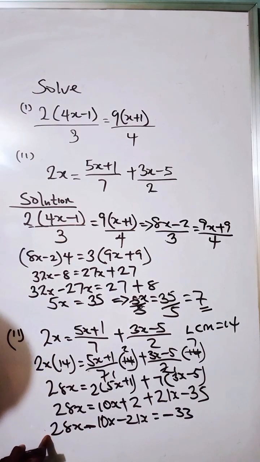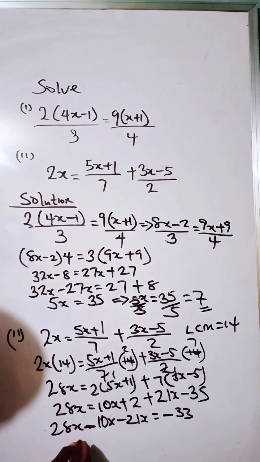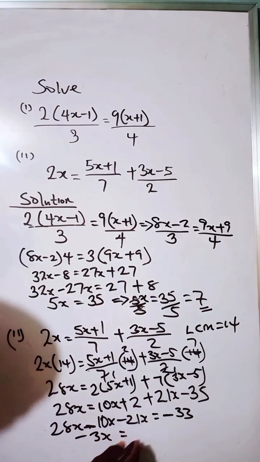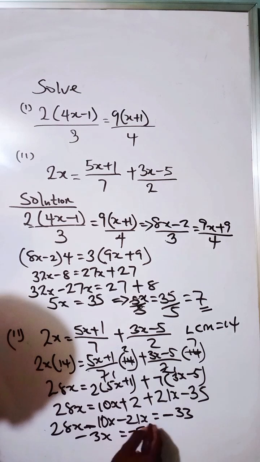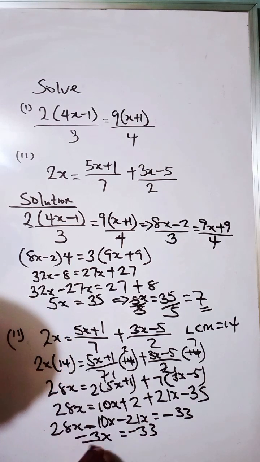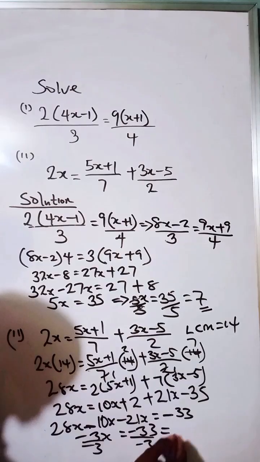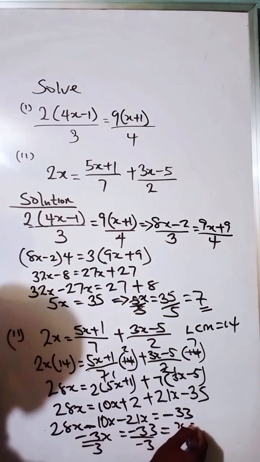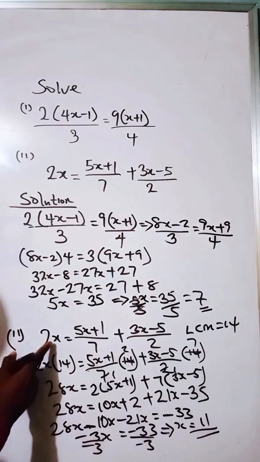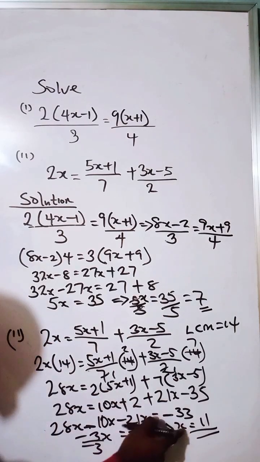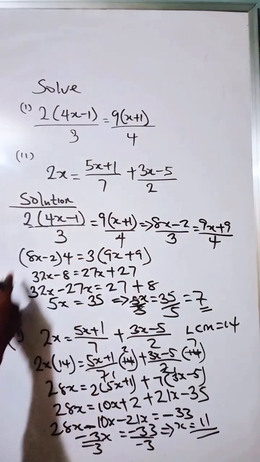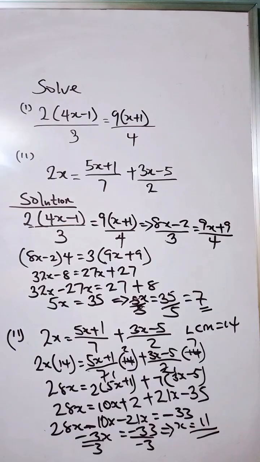Taking that from 28x, we have this as minus 3x equals minus 33. So what do we do? We divide both sides by minus 3. So when we do that, we have the value of x to be 11. So that means the value of x in this equation is 11. The value of x in the first equation is 7.